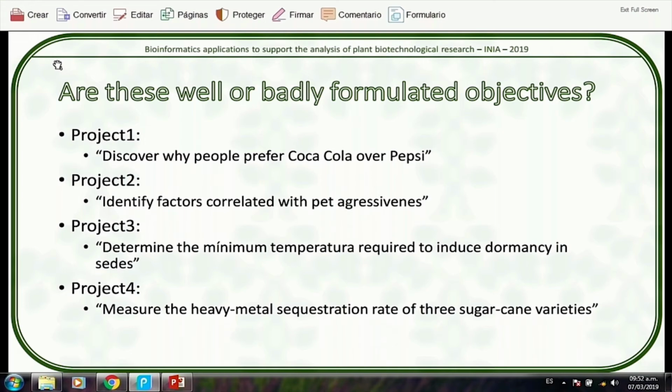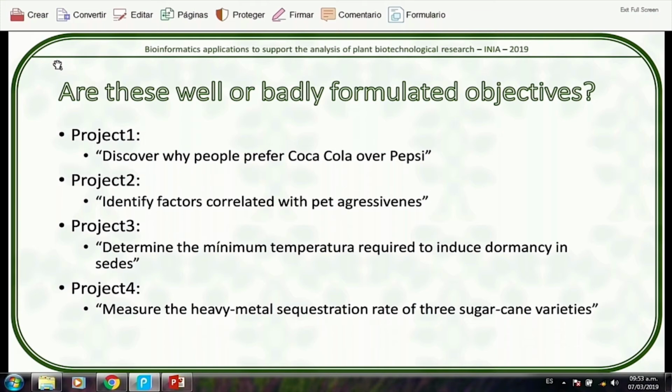Now, finally, number 4. Measure the heavy metal sequestration rate of three sugarcane varieties, because I want to use them for bioremediation, for example. Can we measure heavy metal sequestration rate? Or I don't know if that's the right word. I'm not too familiar with bioremediation. I just put it there randomly. But the idea is capture, like they absorb it from the environment. Can we measure that? If we can't, then we can compare the three varieties based only on that measure. Just measure. And the objective is very clear.